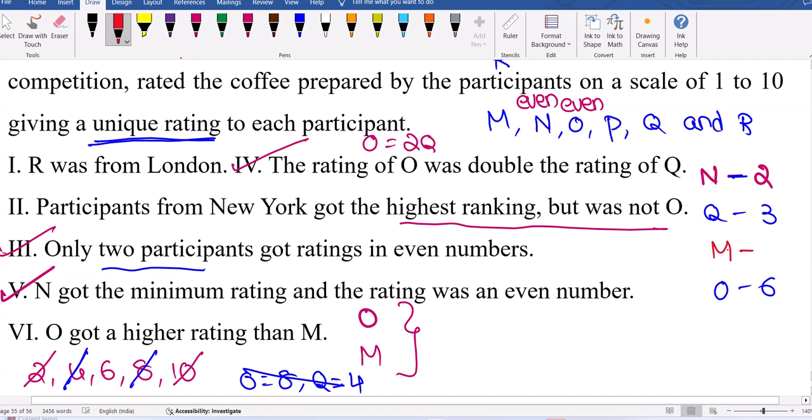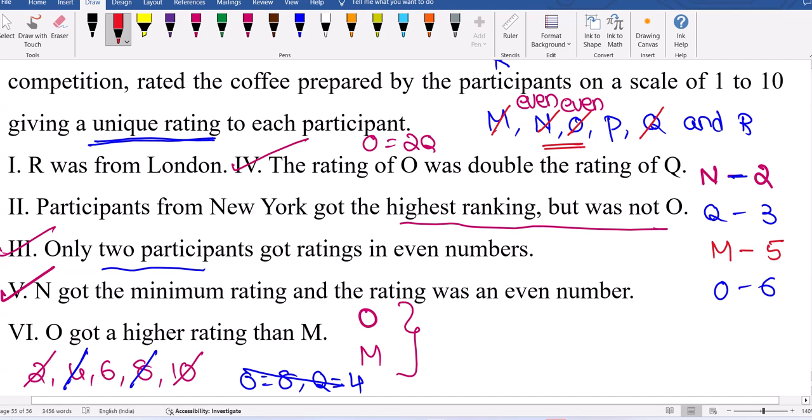Then O got a higher rating than M. M can be 2, 3, 4, 5, but only two people have even numbers, so M will be 5. So M is done, N, O and Q are done. We have only P and R left.